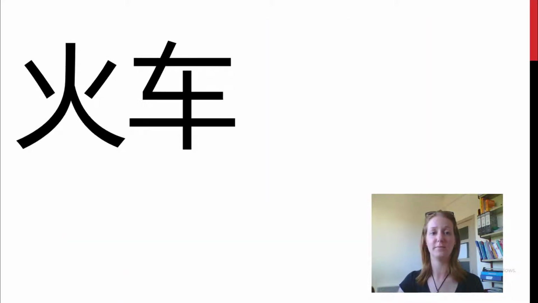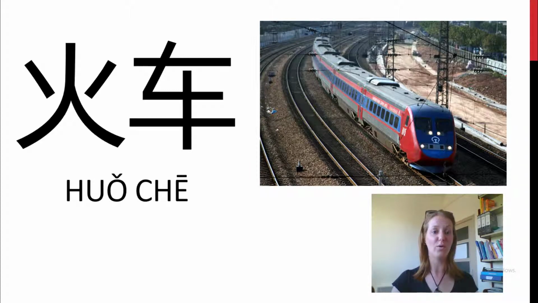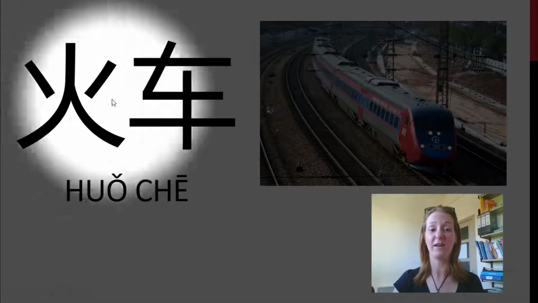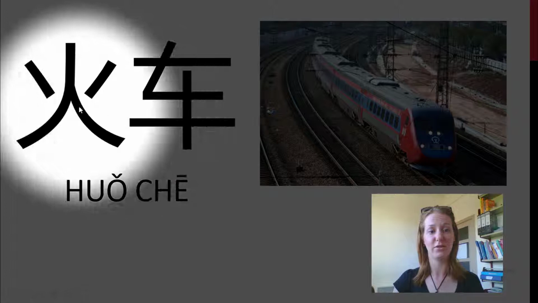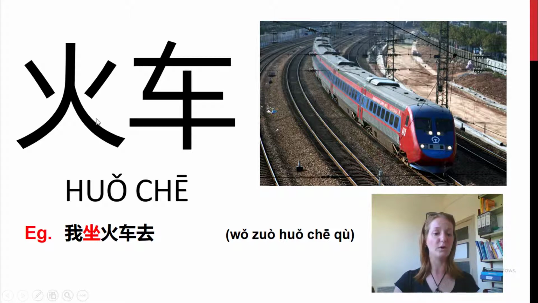这是什么? 这是火车. 火车. You might have guessed that one. So literally, it is a fire vehicle. So the old trains, they used to be powered by coal. There were fires that were burning coal. So that's where it gets the name fire vehicle. 火车. 我坐火车去. So again, we use the verb 坐 to go by train or to ride on a train. 坐火车.